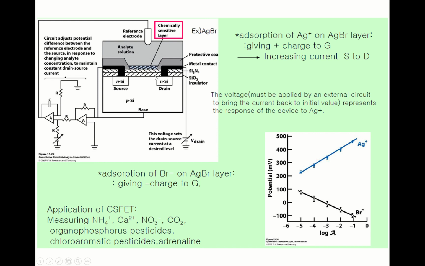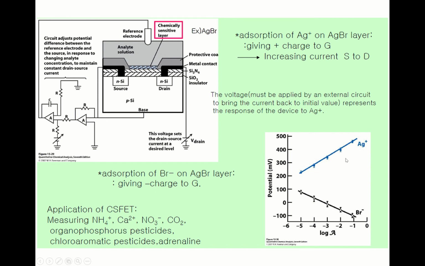Okay, and for the anion sensitive electrode, the same principle can be applied. You use an anion selective layer here, and then you can generate a negative electric field here. This chemically sensitive field effect transistor has been developed to measure ammonium ion, calcium ion, nitrate ion, and CO2. And so this figure tells that.